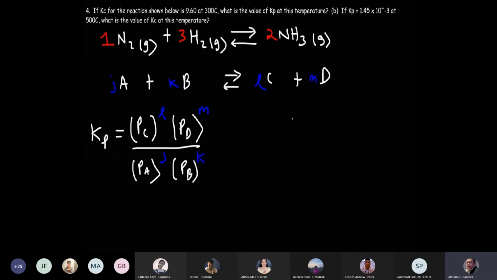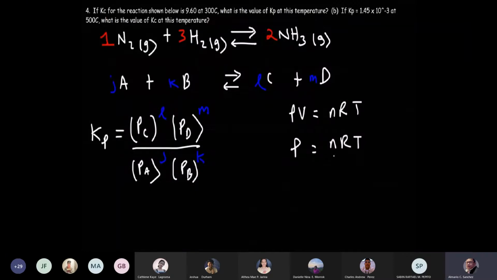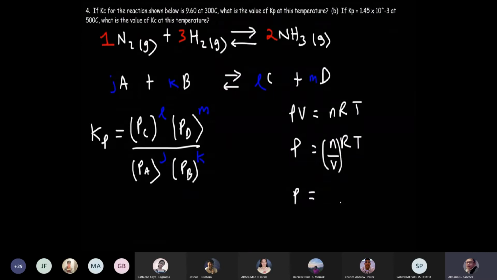Now, based on the ideal gas law equation, we know that PV is equal to nRT. So if we divide both sides by the volume V, we get P is equal to nRT over V. But instead of writing it that way, we can write it like this, n over V, because concentration is moles divided by volume. So we can replace n over V with C. So we get the pressure is equal to the concentration times RT.